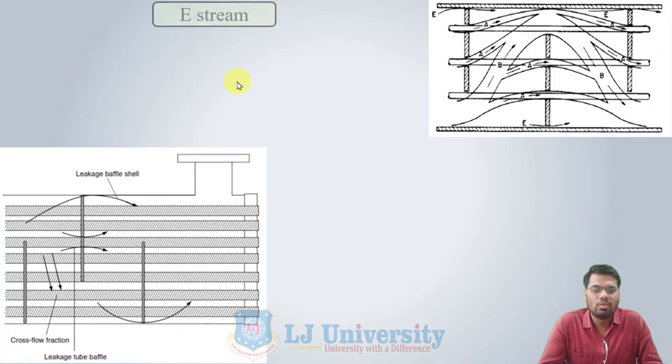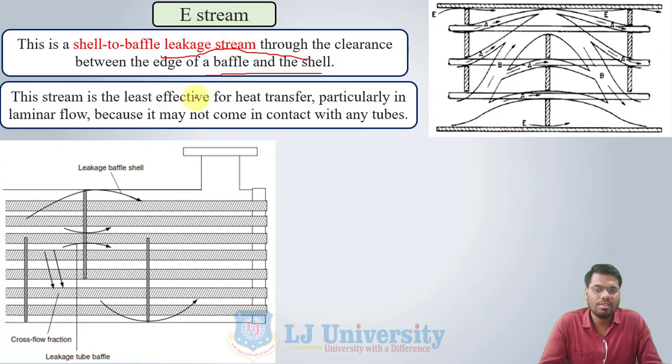Okay. The next one is the E stream. So what is the E stream? This is the shell to baffle leakage. Here we can see that this is the baffle and this is the shell diameter. There is some clearance between these two, and the stream which flows through this clearance is known as the E stream. This stream is the least effective for heat transfer, particularly in laminar flow, because it may not come in contact with the tubes. Here in this figure you can see that there is a clearance, and the stream which flows from this clearance is known as the E stream.